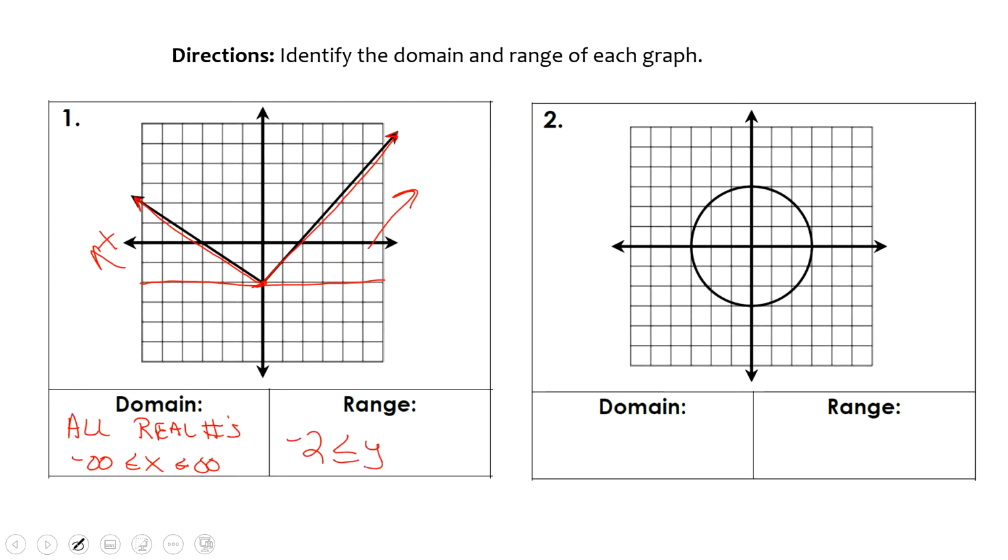-2 is less than or equal to y, sorry, because we actually touch -2, which is going to be less than or equal to +infinity. Again, we're never really going to get to +infinity, so it's never going to equal, but we always put equal because it could get there.